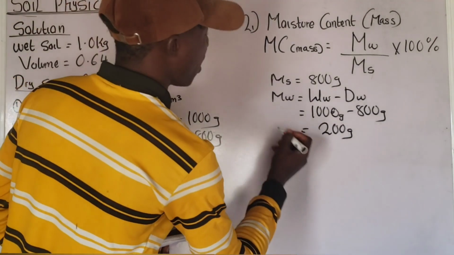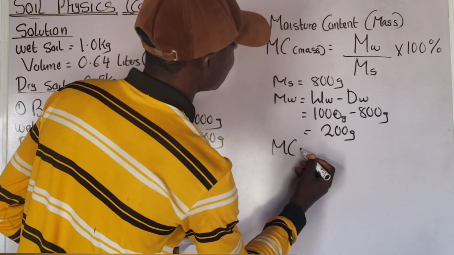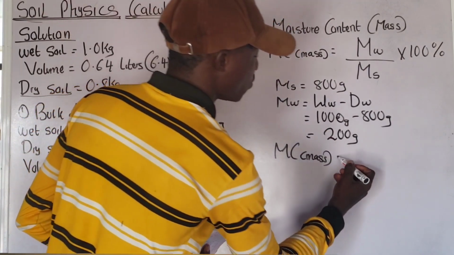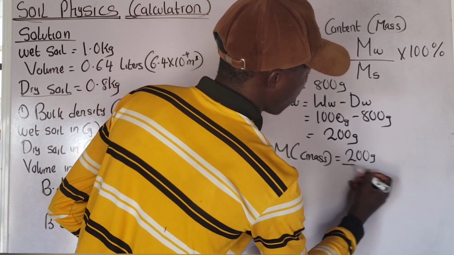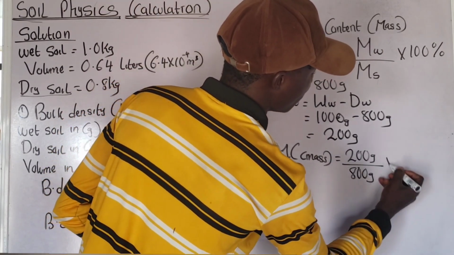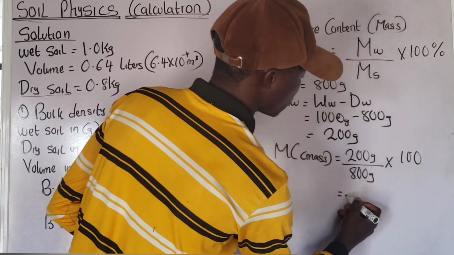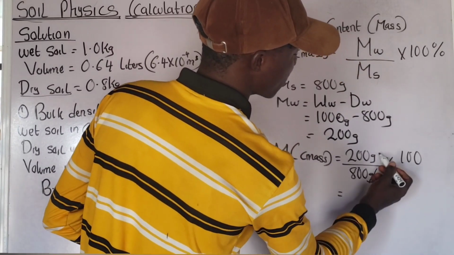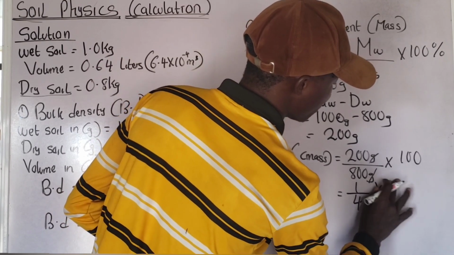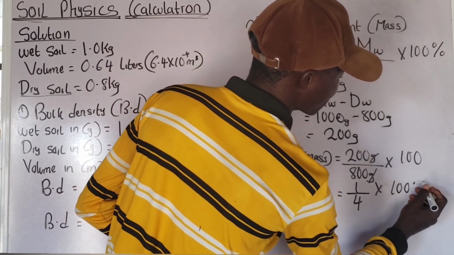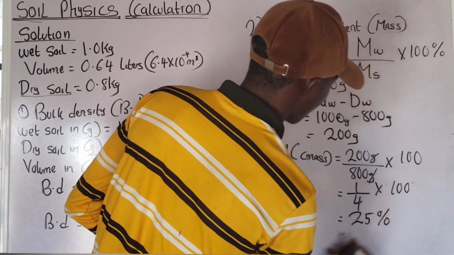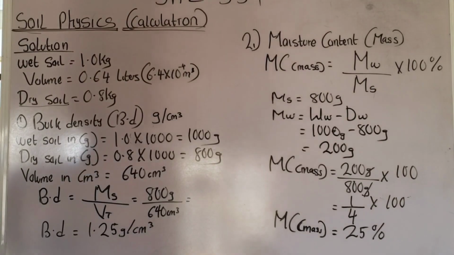Okay. So now I can proceed to calculate the moisture content on mass basis. That will be the mass of water, which is 200 grams, all over the mass of the soil, which is 800 grams, multiplied by 100. So this gram will cancel this gram. Hence, I'm going to have 1/4 multiplied by 100. You understand? So 1/4 multiplied by 100 will give me 25. Hence, the moisture content of the soil on mass basis is what?